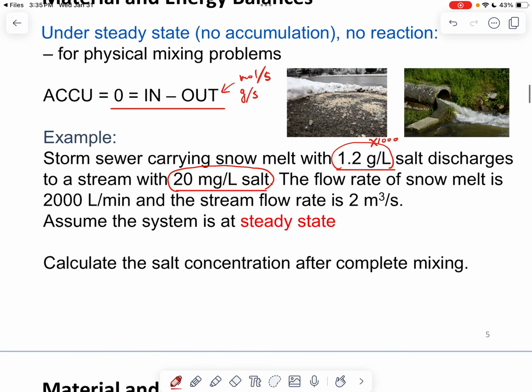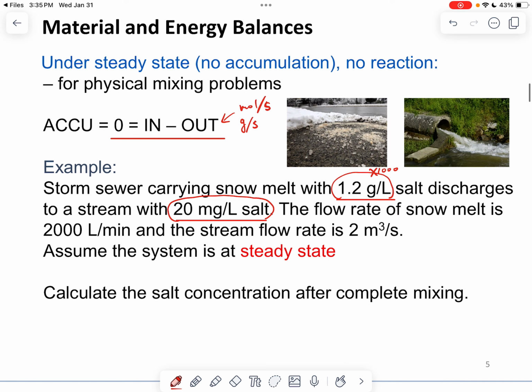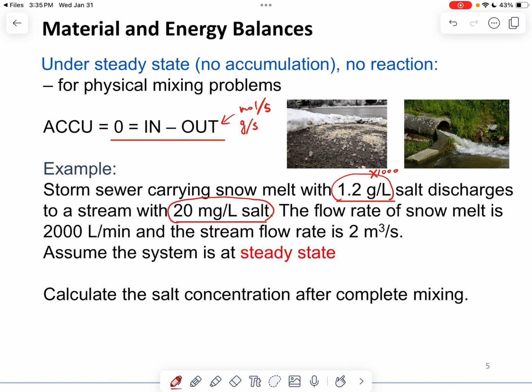And then at the same time, the problem provides you with the flow rate of the two streams, or two flows. The flow rate for the snow melt is 2,000 liter per minute, and the flow rate for the stream is 2 meter cubed per second. Again, these two are different units, right? So that's why this problem may get a little bit sophisticated when you directly consider the numbers. Here you have liter per minute, and here we have meter cubed per second.